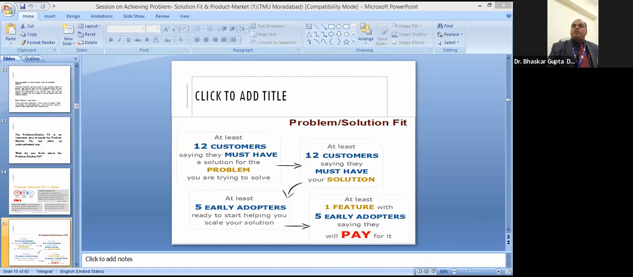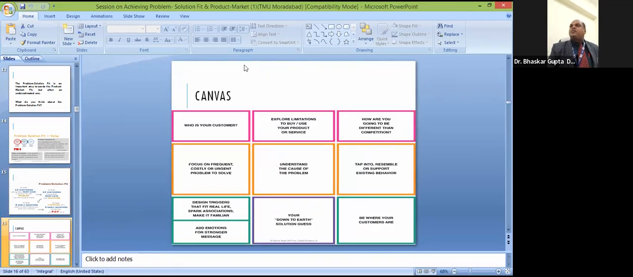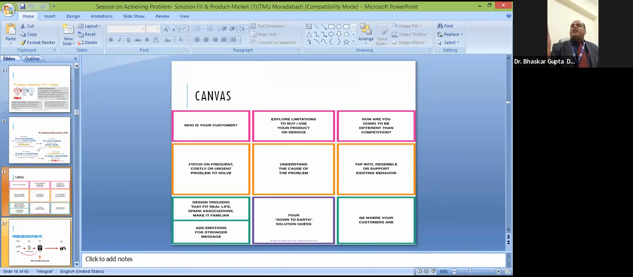So if you look at the problem solution fit canvas, you will find, next, Dr. Bhaskar. If you look at this canvas, you have to know who your customer is. You have to explore limitations. How are you going to be different from the competition? You have to focus on frequent, costly, or urgent problems to solve. You have to really understand the cause of the problem, tap into, resemble, or support existing behavior. You have to work more on the design aspects, your down-to-earth solution, be where your customers are. So these are the 9 blocks in this canvas. Once you plan to open your startup, you can fill this canvas. I am damn sure your startup will work.